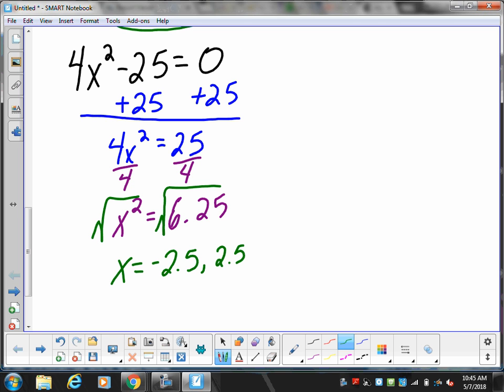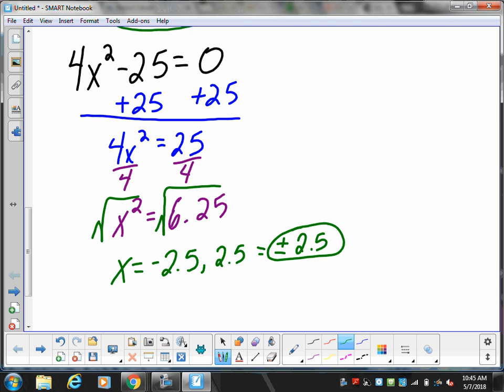Now, how many of y'all like to shorten things? You don't have to write as much. Instead of writing both of those, what you can do is put a plus sign over a minus sign, and that's read as positive or negative 2.5. So instead of repeating it with a positive and then a negative, you can just put it like this.